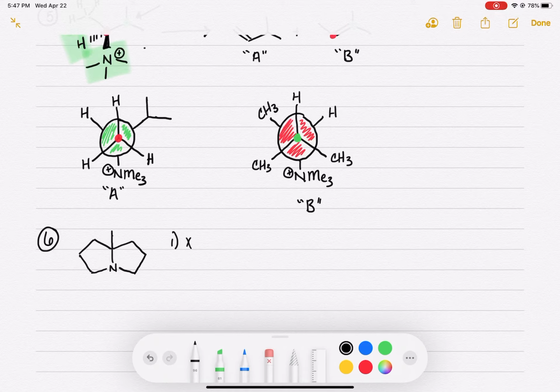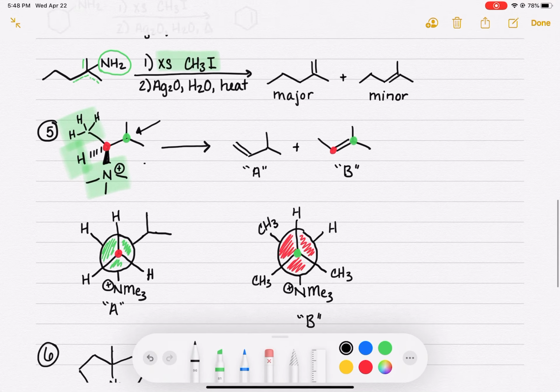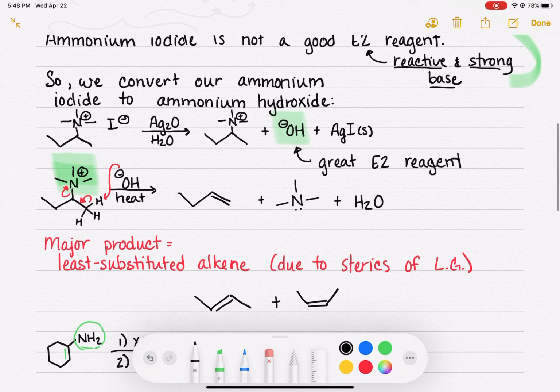So the wording on this problem is that we have excess methyl iodide, we have silver oxide, Ag2O, and then we have heat. And it wants you just to draw the structures of the products of this reaction. And it says products, plural, so it wants more than one. It doesn't say major or minor, it just says products. And it says organic products, so it's not looking for us to, let me scroll up here, it's not looking for us to draw the byproducts.